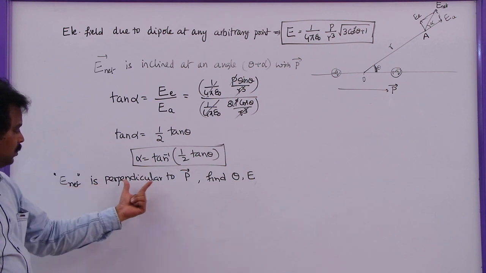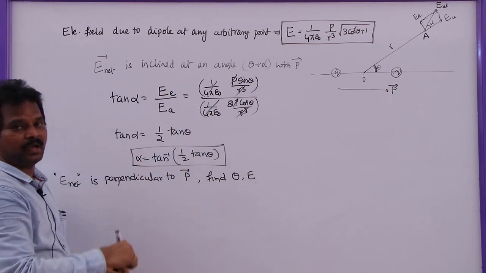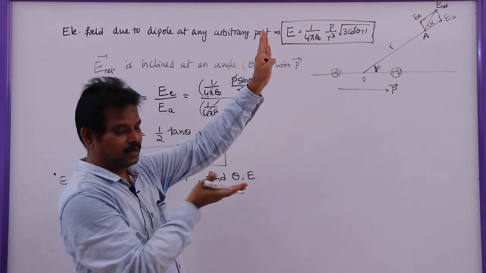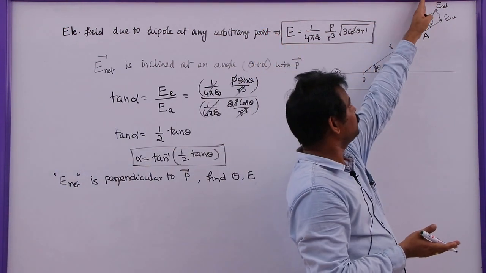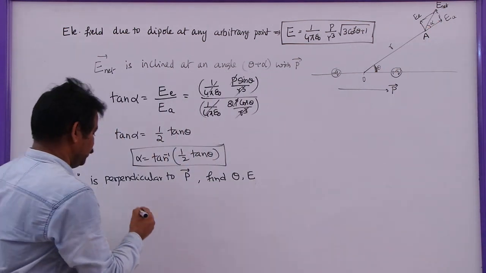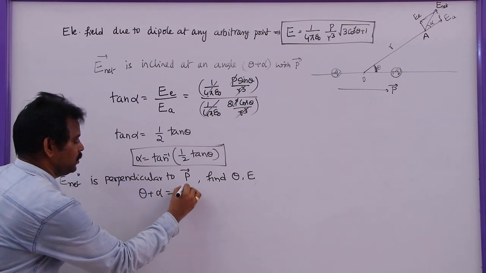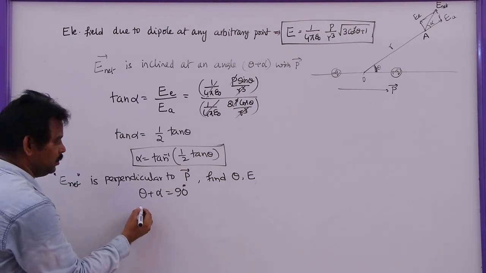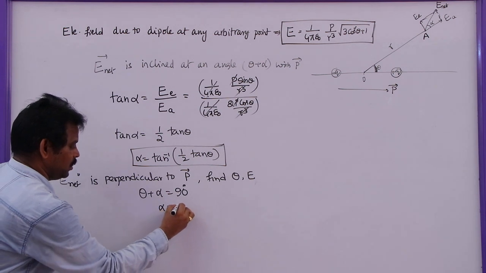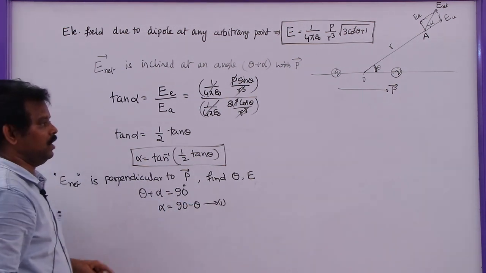Now here it is given that theta plus alpha is equal to 90. Why? Because E net is perpendicular to p bar here. E net is perpendicular to p bar, so the sum of theta plus alpha must be equal to 90. So let me write this one. Theta plus alpha is equal to 90 degrees. Here alpha will become 90 minus theta, equation 1.